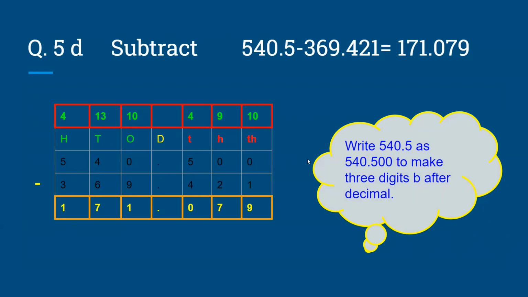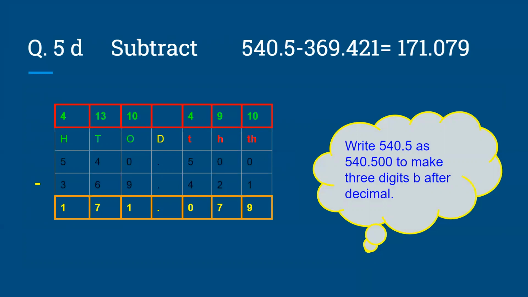540.5, as we will make the same number of digits. Now the smaller number we will write 369.421. Now let's start subtraction. Here the tenths is 0. From 0 we can't subtract 1, so we will borrow it from the hundredths.